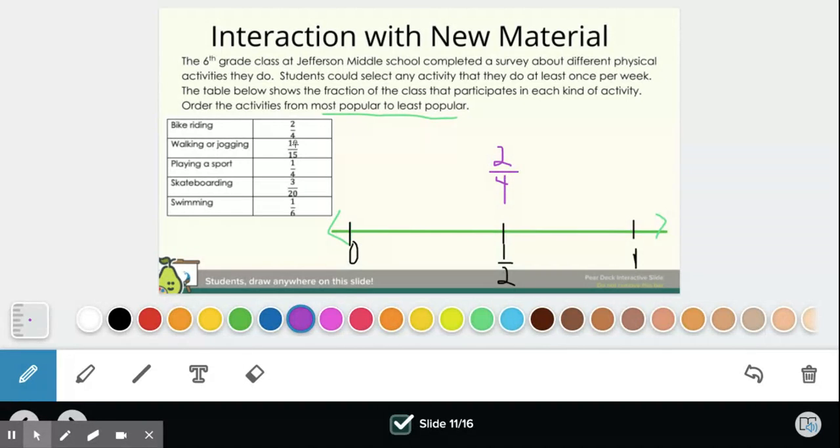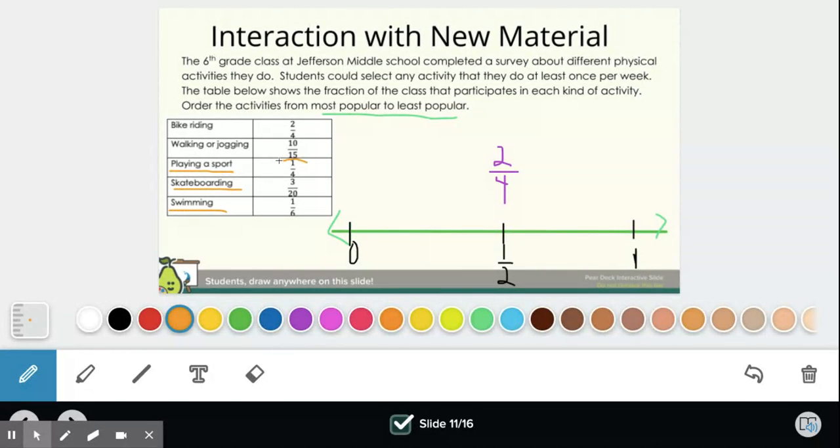Next, we have 10 over 15, which before I decide where to put the 10 over 15, I want to look at the other fractions here. I got 1 over 4, and I know that's less than a half because half of 4 is 2. 3 over 20, I know that's less than a half because half of 20 is 10. And then 1 over 6, that one is also less than half because half of 6 is 3. So I'm going to underline in orange all the fractions that are less than half.